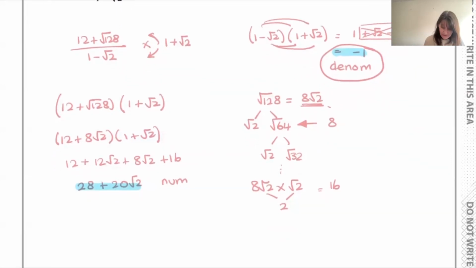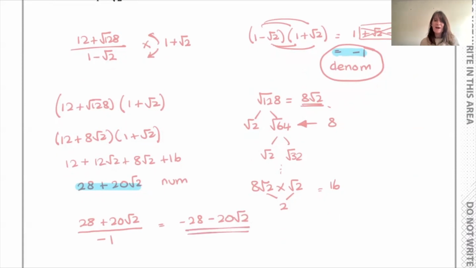Finishing this off, I have got 28 plus 20 root 2 all over minus 1. All that's going to happen is our signs are going to switch. And that is the final answer to that question.